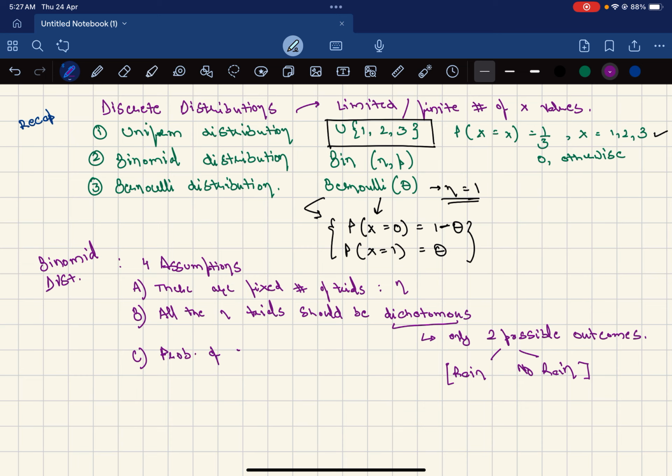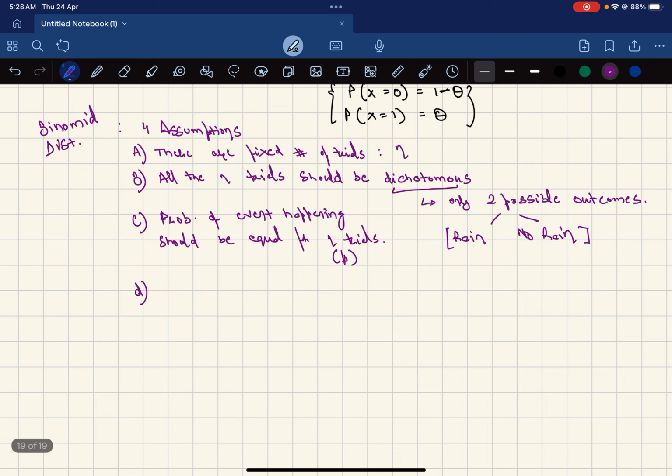Then the probability of event happening, this is sometimes also called the probability of success. So the probability of event happening should be equal for each of the n trials. So for each of the n trials, the probability should be equal, which is equal to the second parameter here, that is the value of p.